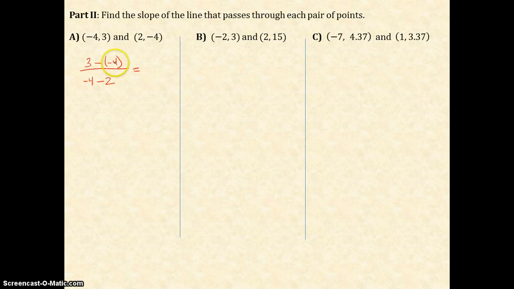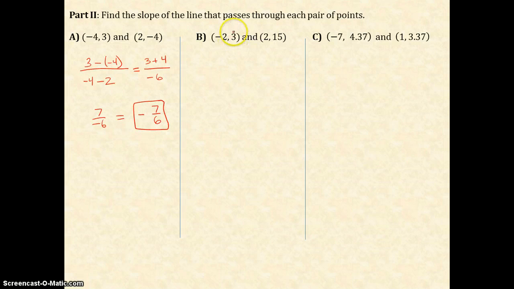3 minus -4 becomes 3 plus 4. Subtracting a negative turns into addition. -4 minus 2 is -6. 3 plus 4 is 7. So we got 7 over -6, and that is -7/6.